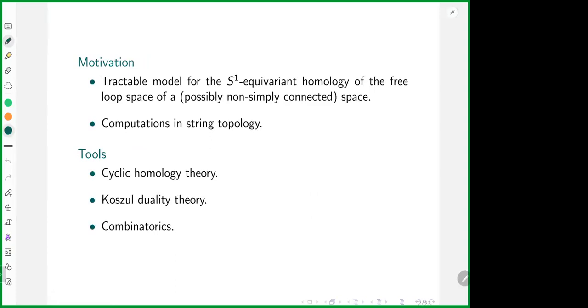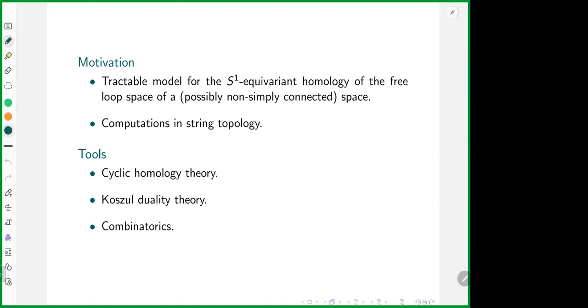So the point of this project was to construct or deal with a tractable model for the equivariant homology of the free loop space of a possibly non-simply connected space, which is a mouthful, but hopefully as we go along this sentence will make sense. And then this would, amongst other things, unlock some computations in string topology.